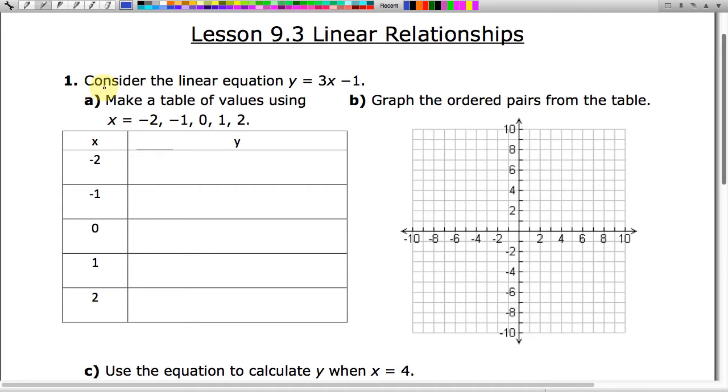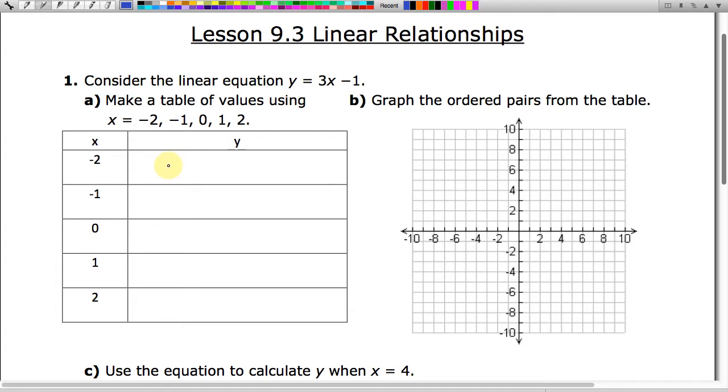So first of all we want to consider the linear equation y equals 3x minus 1. We want to make a table of values using x equals -2, -1, 0, 1, and 2. You can see that all of the x values are already filled in for us. We just need to figure out what the y values are.